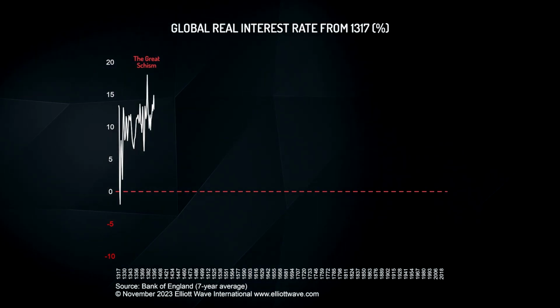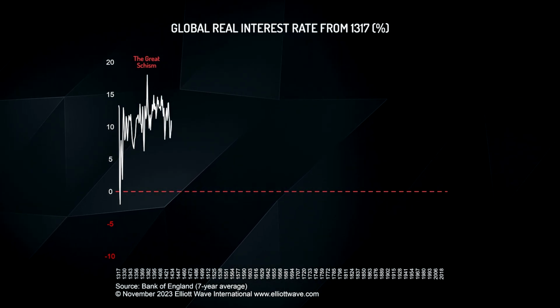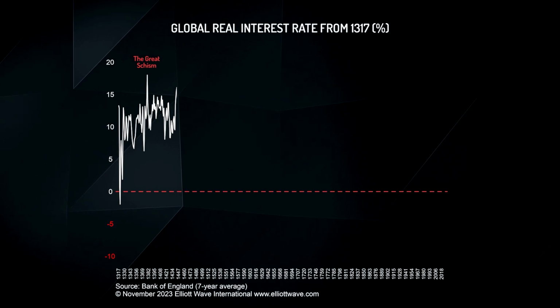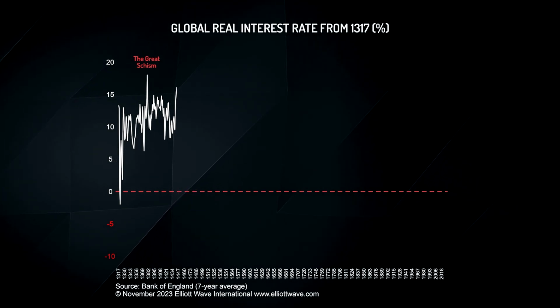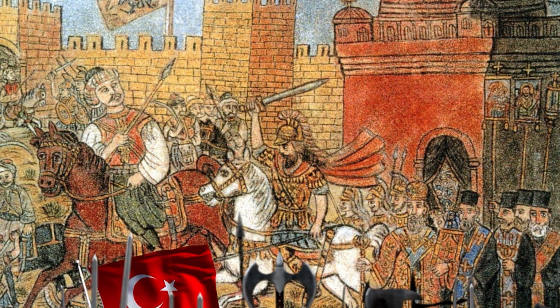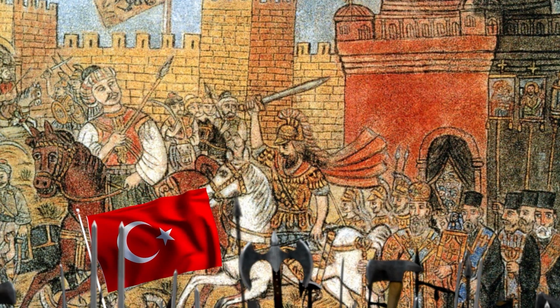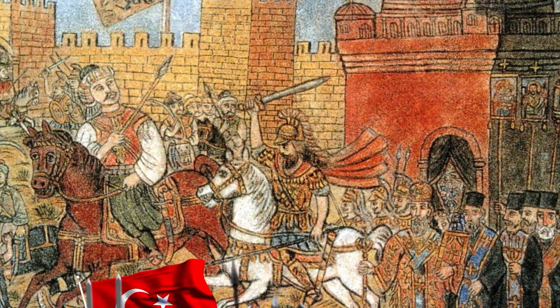The real interest rate rebounded from its lowest point in the early 1400s and then rose quite sharply into the 1440s. This spike in the real cost of money was shortly followed by a great historical event when the Turkish Ottoman Empire captured Constantinople, now Istanbul, which was the capital of the Byzantine Empire, also referred to as the Eastern Roman Empire.